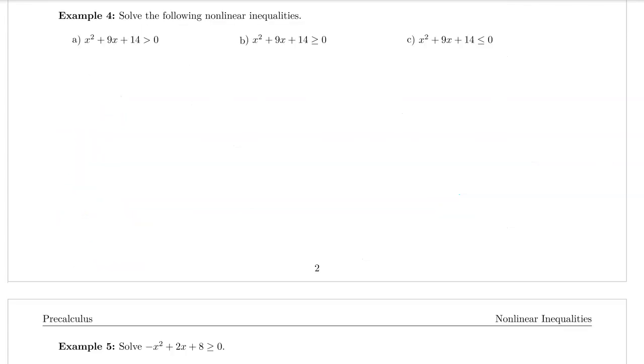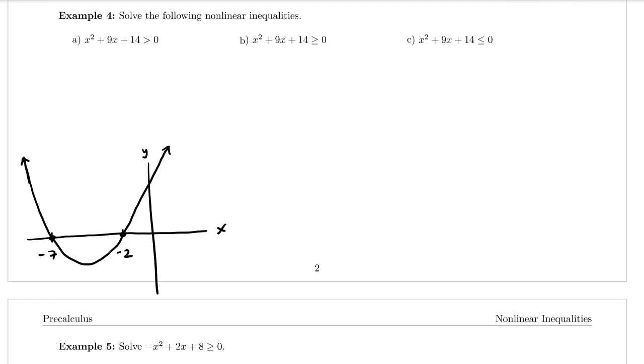Example 4 says solve the following nonlinear inequalities. And if you notice, in parts A, B, and C, these are all the same quadratic, and we're comparing it to 0. The only difference is the direction and the type of inequality symbols. And so it turns out that we're actually going to utilize most of the work that we did in the previous example to help us with parts A, B, and C here. So I went ahead and I graphed the parabola that we saw in the previous example.